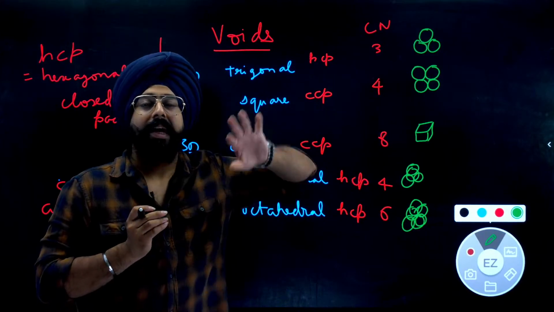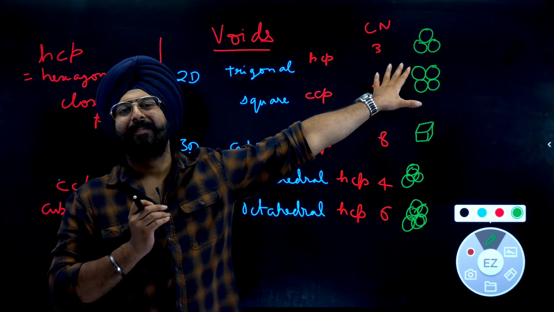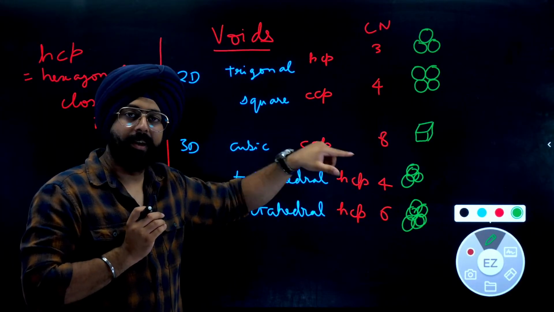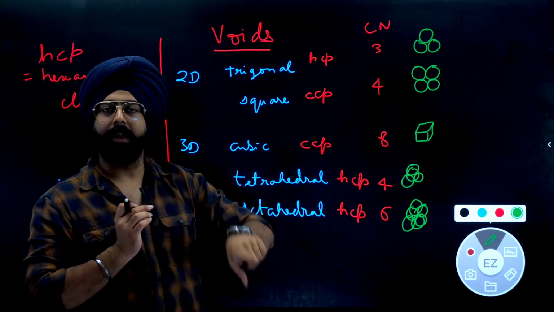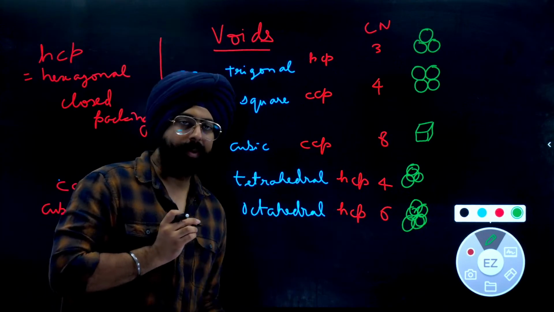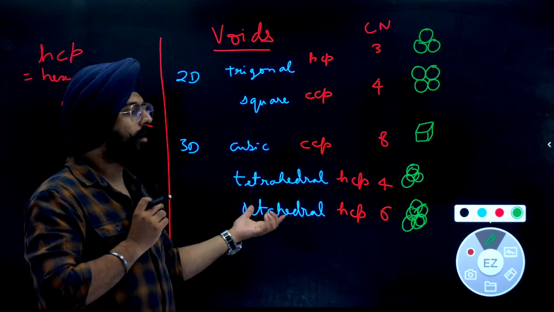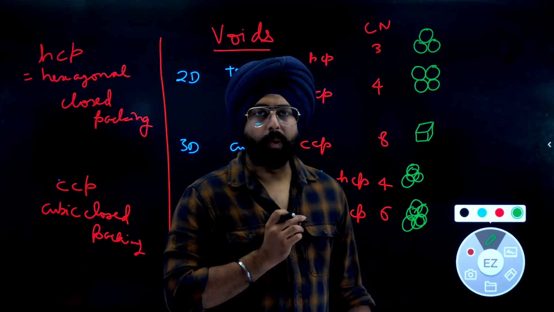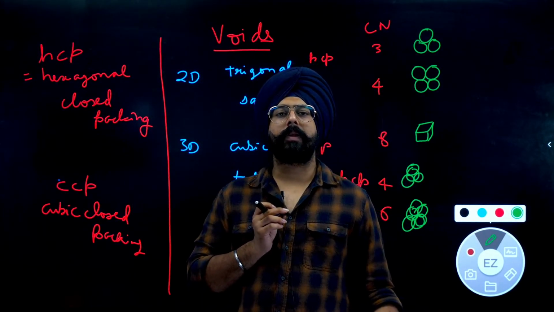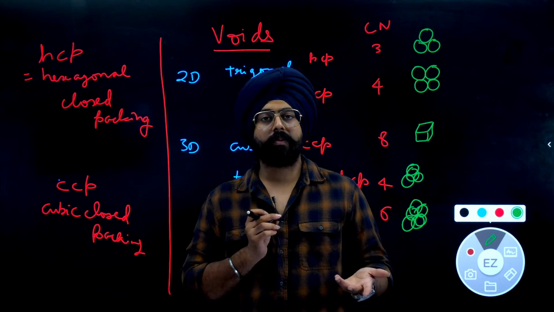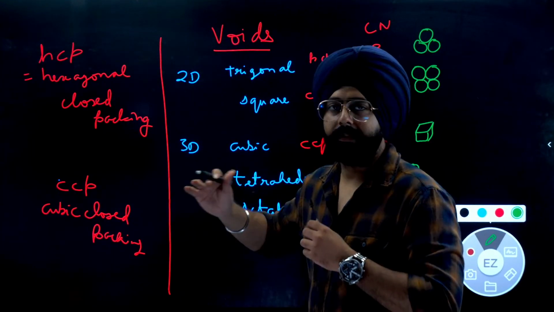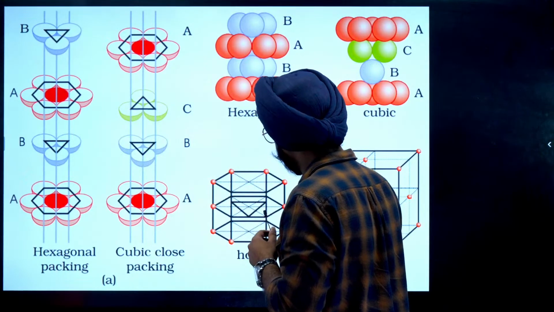Done. Voids, everyone understands these now. We already know where a cubic void is present, in the center of the simple cubic unit cell. Now the question is, where are tetrahedral and octahedral voids present? Where are my tetrahedral voids present? Where are my octahedral voids present? That is what we'll understand today, and then we will end the class eventually. ये समझ लेते हैं पहले.